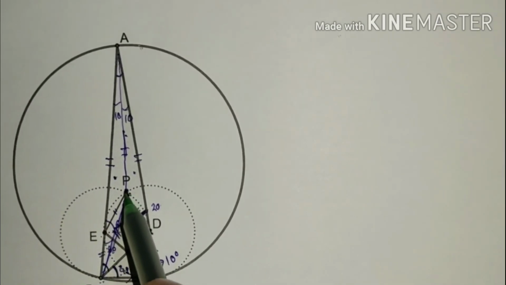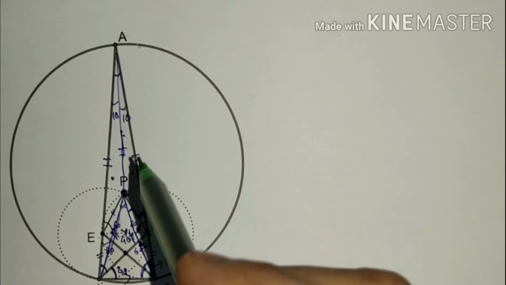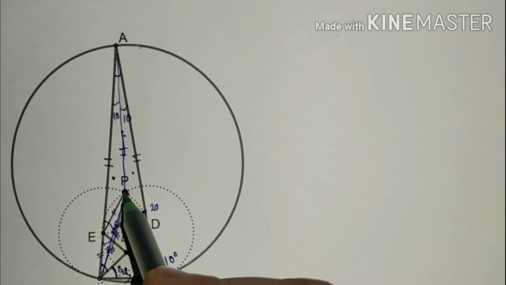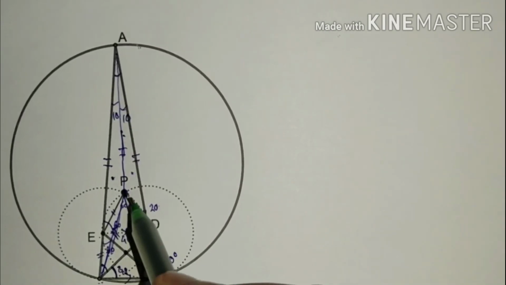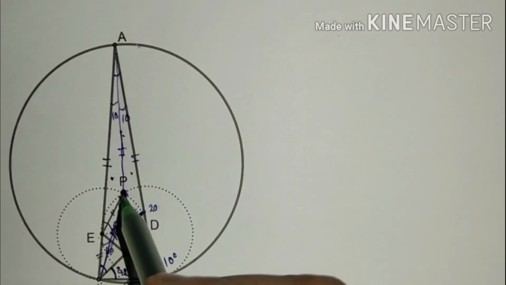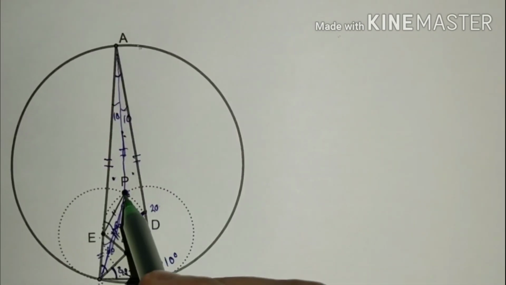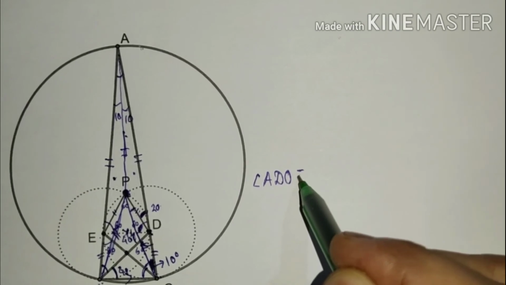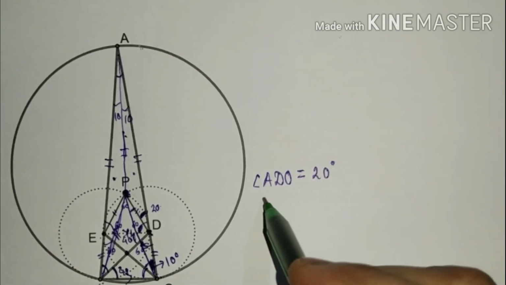It means this point P is nothing but the circumcenter of triangle ABC. It means angle ADP is nothing but angle ADO. So therefore angle ADO is equal to 20 degrees.